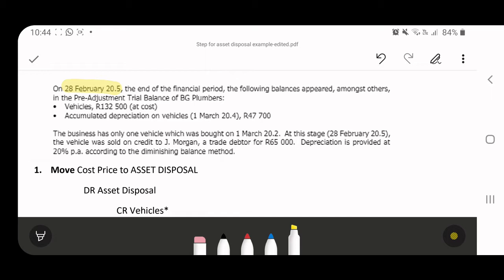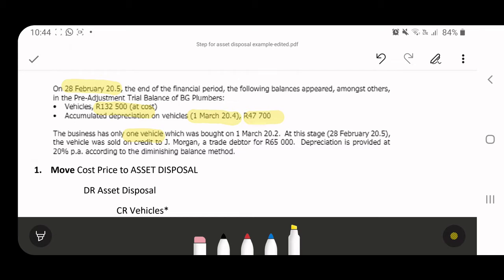It also tells us our vehicles cost $132,500. And the accumulated depreciation on vehicles at 1 March 2004, which is the beginning of this financial period, is equal to $47,700. They also tell you that there's only one vehicle, so that $132,500 is the only vehicle.